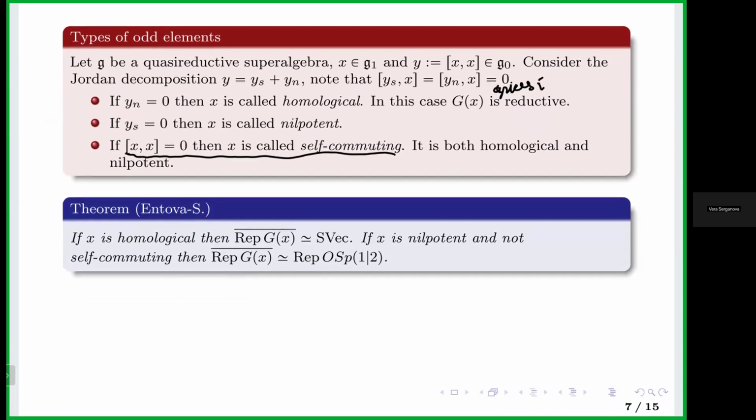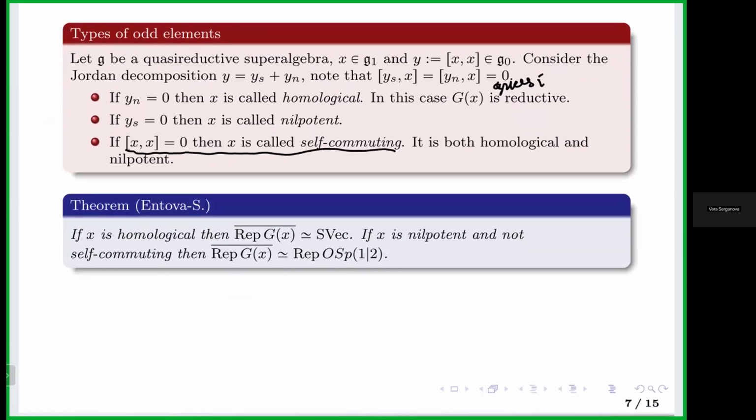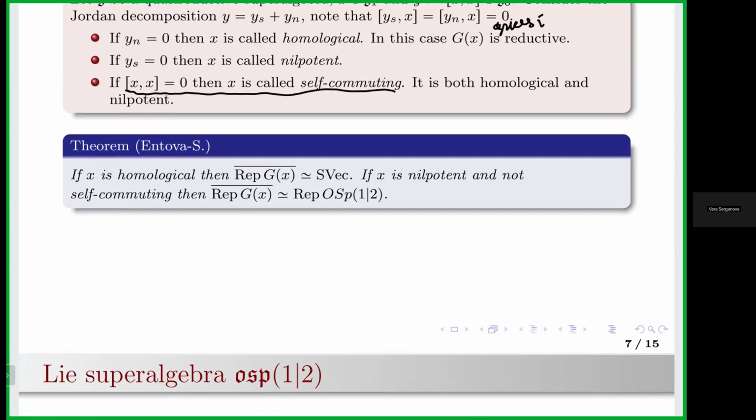So let me start with our first theorem. What I can do is take this G_X, and if X is homological, I would like to consider the semi-simplification of the category of representations of G_X. This is going to be just the category of supervector spaces. But if X is nilpotent and not self-commuting, then the semi-simplification is going to be OSP(1|2). This is a very specific and very important supergroup and superalgebra, which I'm going to discuss on the next slide.